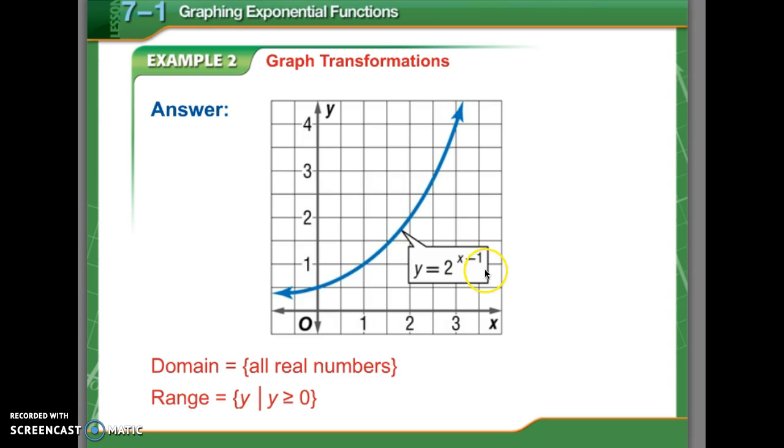This graph was not shifted up or down at all, so it still has the same horizontal asymptote of 0. Again, our domain is always all real numbers, and our range, just like the parent function, 2 to the x by itself, is every y value greater than or equal to 0.